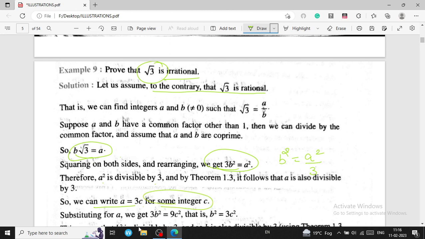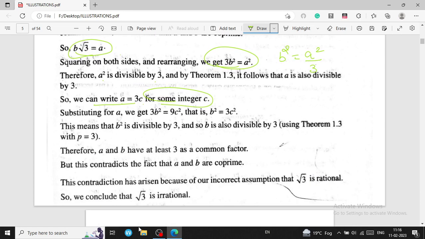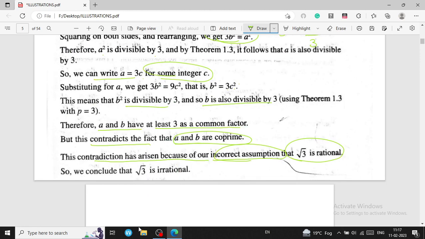And substituting for A's value, when we substitute A as 3C, then we will get B square is equal to 3 square C. After this, B square is divisible by 3, so B is also divisible by 3. And therefore A and B have at least 3 as a common factor. So it contradicts that A and B are co-prime. And this contradiction has arisen because of our incorrect assumption. So that's why we can say that root 3 is not a rational number, it is an irrational number.